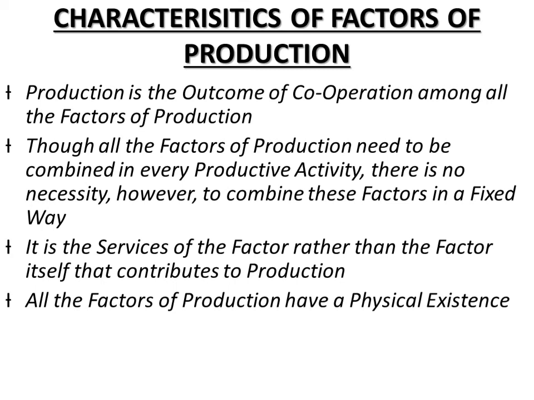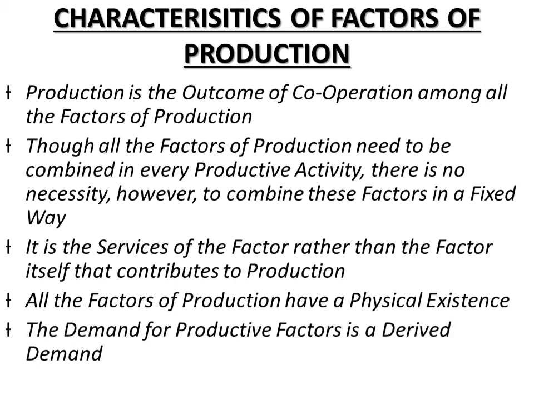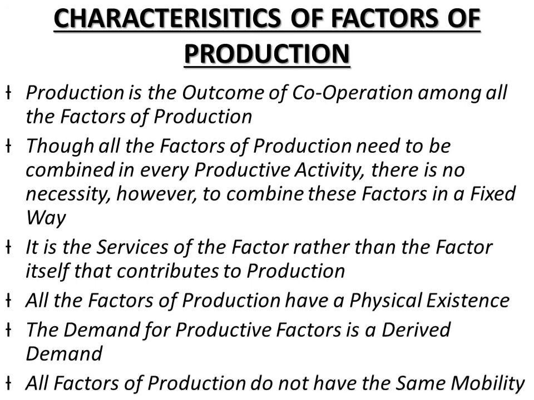And then the demand for these factors of production is a derived demand. We can understand it with the help of example. It refers to the fact that when firms demand a factor of production, they do so not because that factor input gives direct satisfaction to the firms, but because that factor input enables them to produce a good which consumers desire to purchase. And lastly, the mobility, that is, they do not have the same mobility.